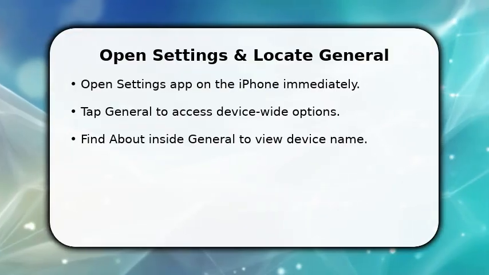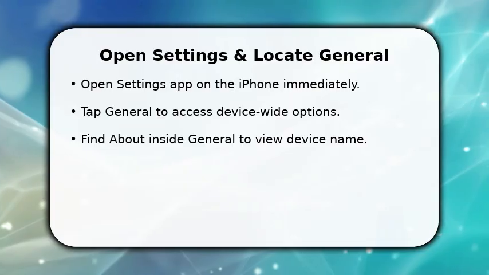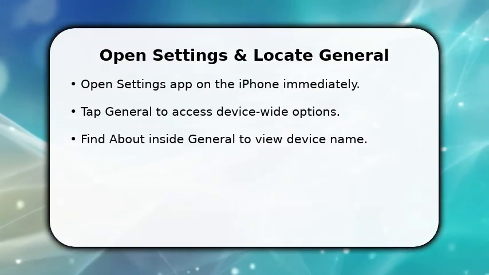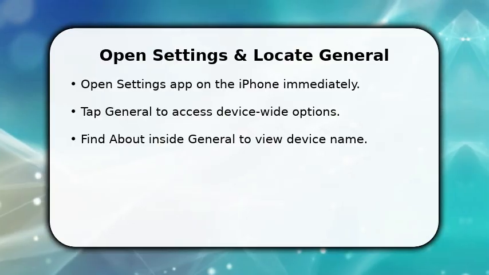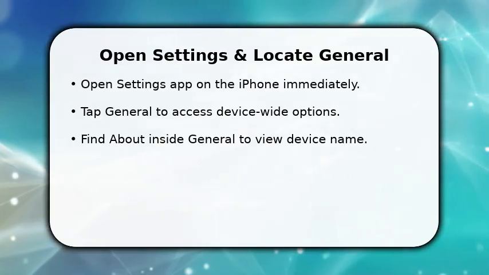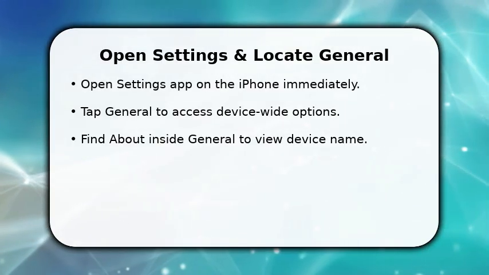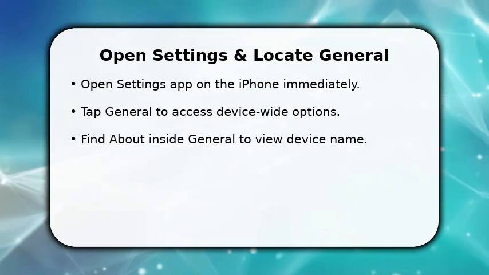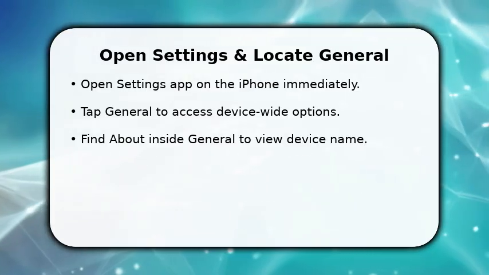You start by opening Settings and heading straight to General. This is where system-level identity lives. Once inside General, tap About and look for Name. That line controls what others see in AirDrop. You're not changing Apple ID or iCloud here. You're changing the device label.